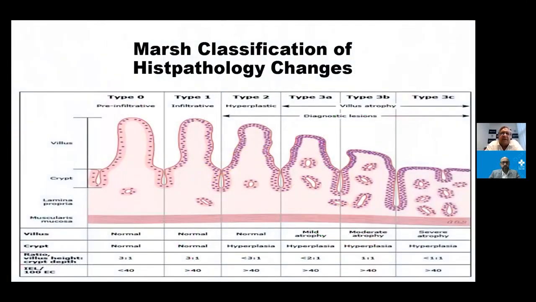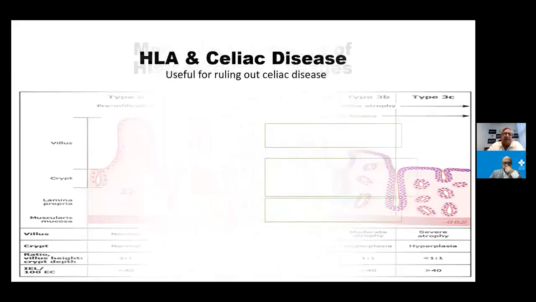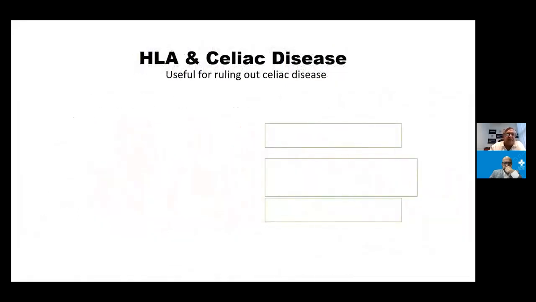This was used by Marsh to classify the changes into type 1 change, type 2, type 3A, B, and C, indicating how seriously the villus has been damaged and what is the severity of the disease.